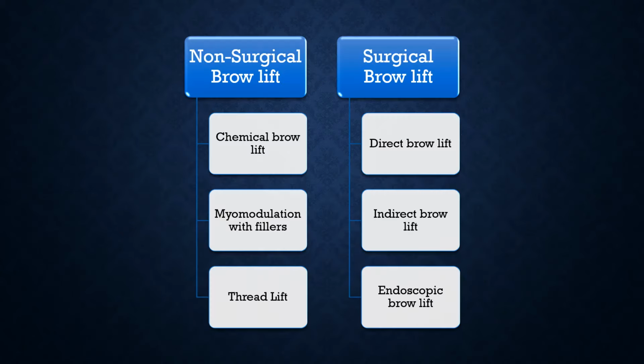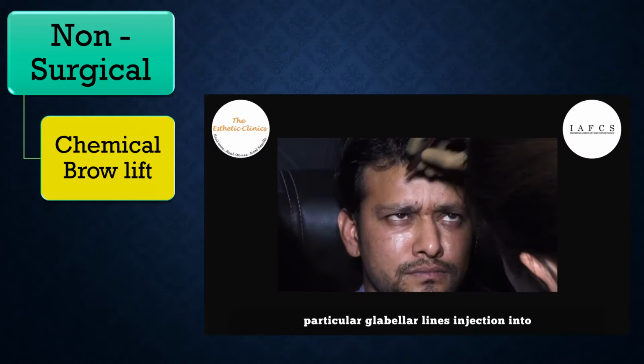We look at brow lift as being non-surgical or surgical, and you could use the following modalities in non-surgical and some of these other modalities in the surgical brow lifts. Now, first, let's look at the non-surgical brow lift. This is something that we do a lot in our practice. It's a chemical brow lift using botulinum toxin.